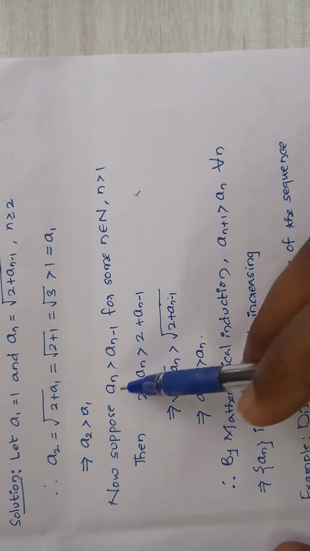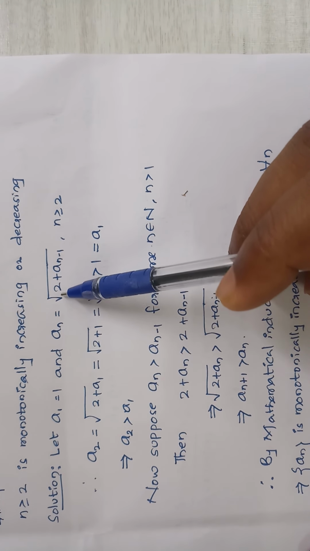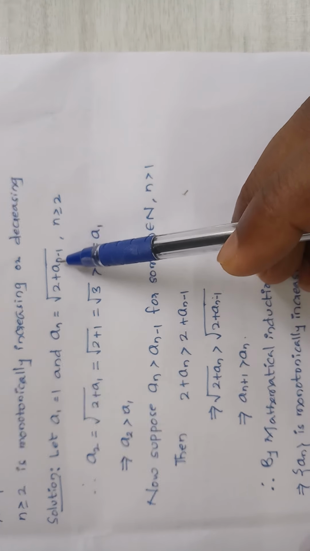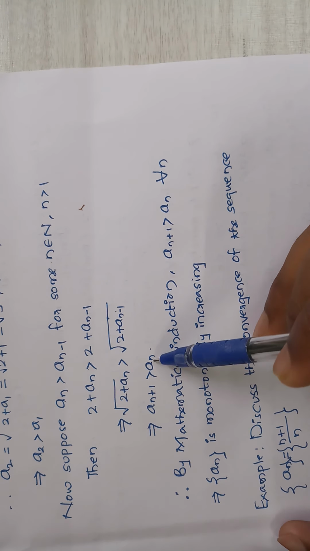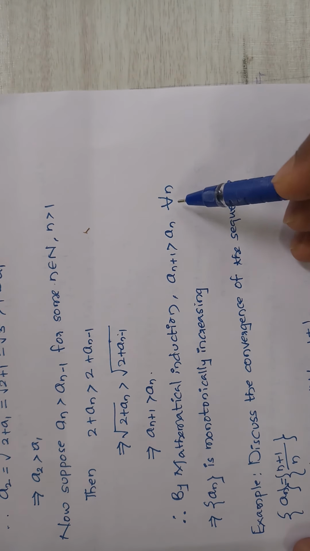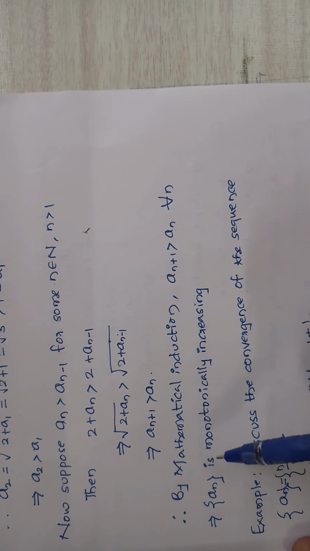So if you replace in the example, that is a n plus 1, then it will become square root of 2 plus an, since n plus 1 minus 1 means n. So here I am getting this is an plus 1 and this is an. Okay, so by mathematical induction we can write an plus 1 is greater than an. Means here all the values of the given sequence an are greater than the previous one. So a2 is greater than a1, a3 is greater than a2, a4 is greater than a3. Okay, similarly an is greater than an minus 1.